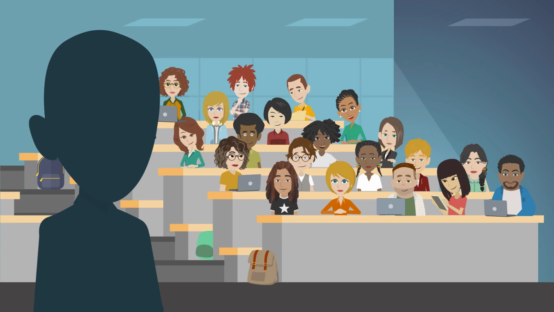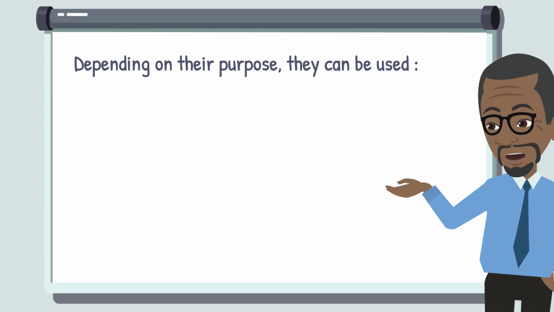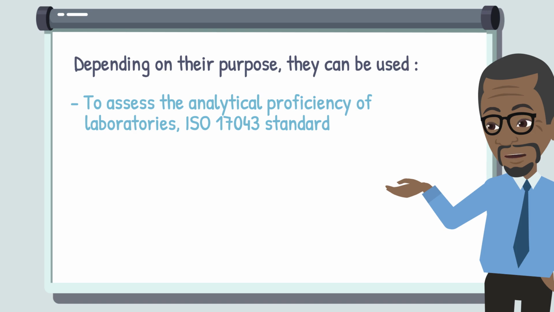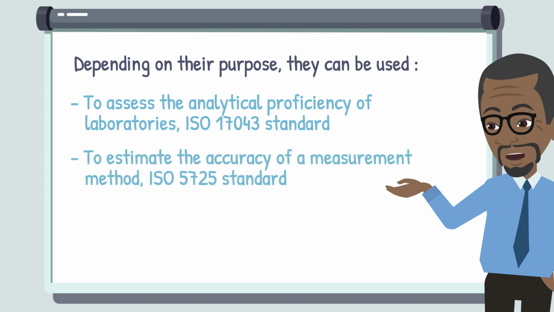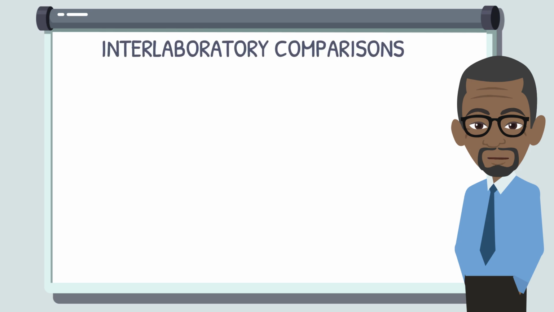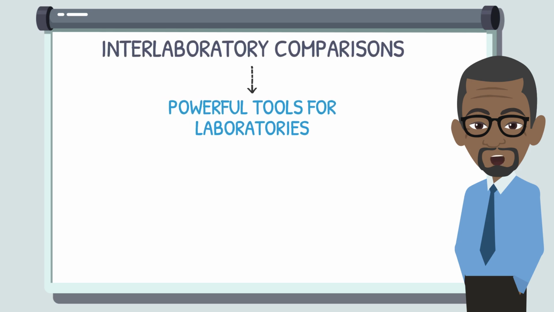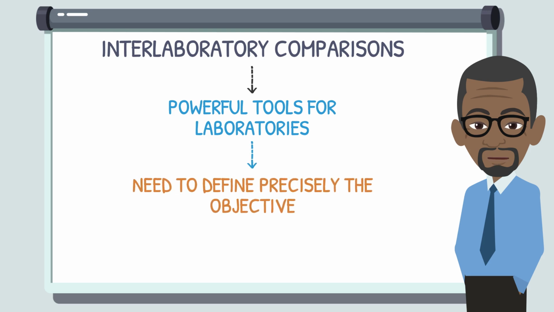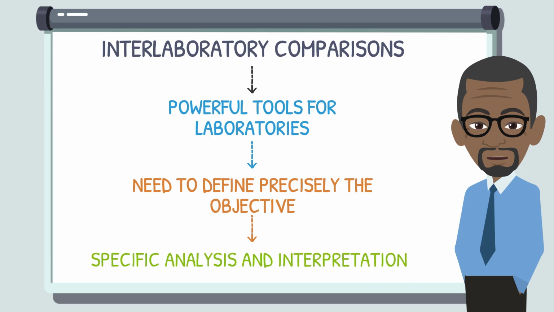In conclusion, PTS cannot be used to do everything. Depending on their purpose, they can be used to assess the analytical proficiency of laboratories, ISO 17043 standard, to estimate the accuracy of a measurement method, ISO 5725 standard, to assign a consensus value to a material, ISO 17034 standard. As we can see, PTS present powerful tools available to laboratories, but they require a precise definition of their purposes in order to justify the analyses performed and their specific interpretation.